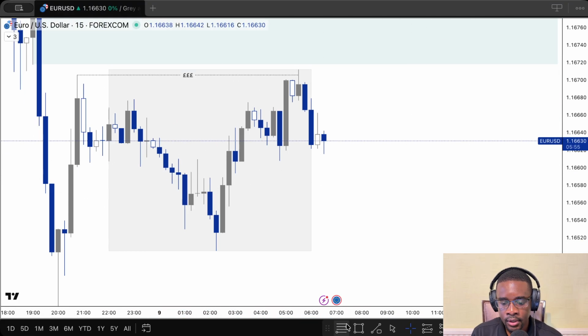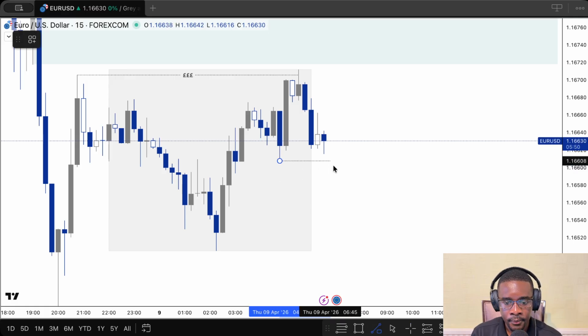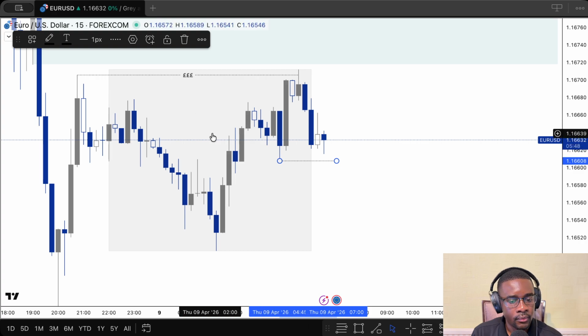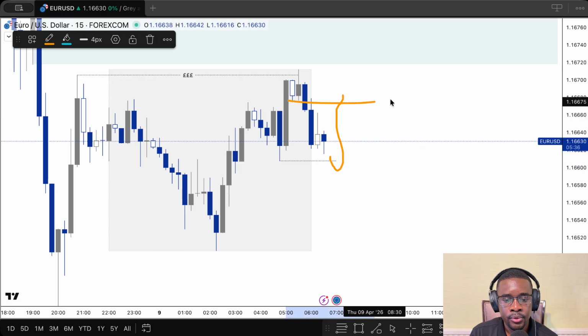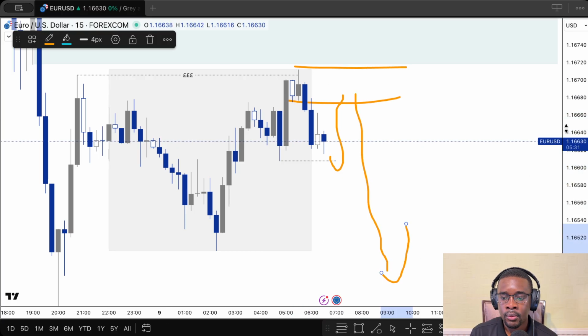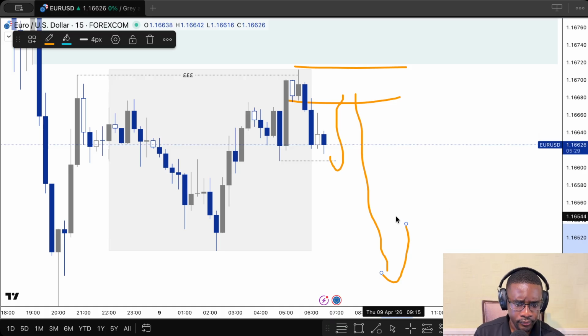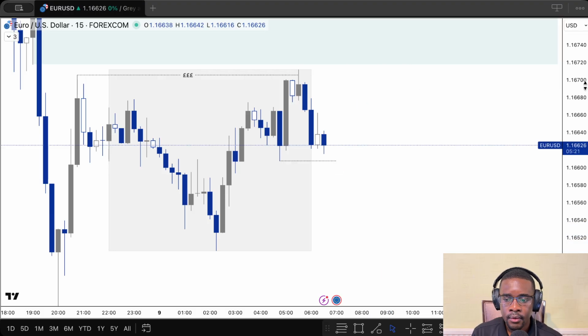So what that means is if we have a break of structure here, if we have a break of structure there, then I could be looking now for price to come up, possibly mitigate this area, and then look for continuation lower. Okay, so this is what I'll be looking at right now.